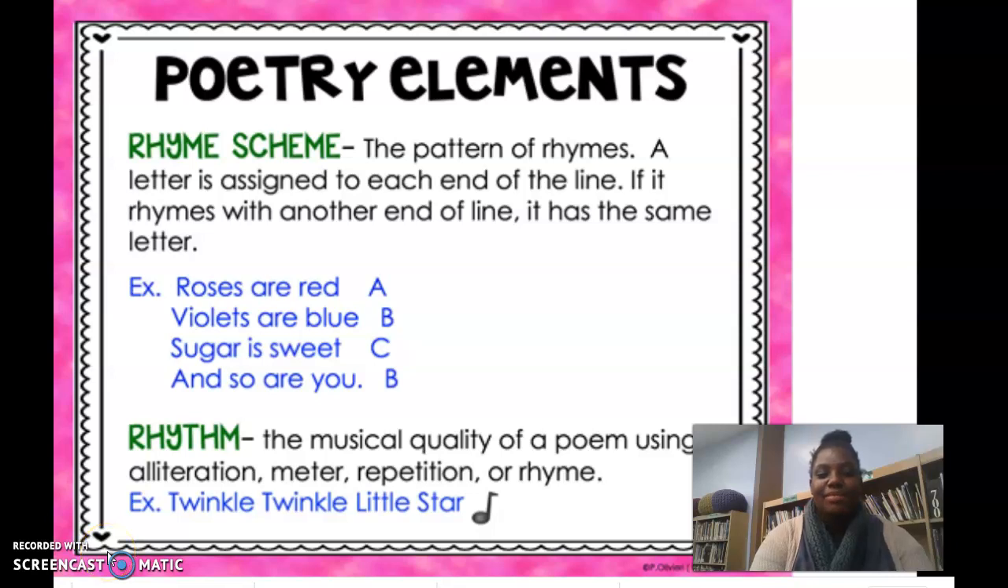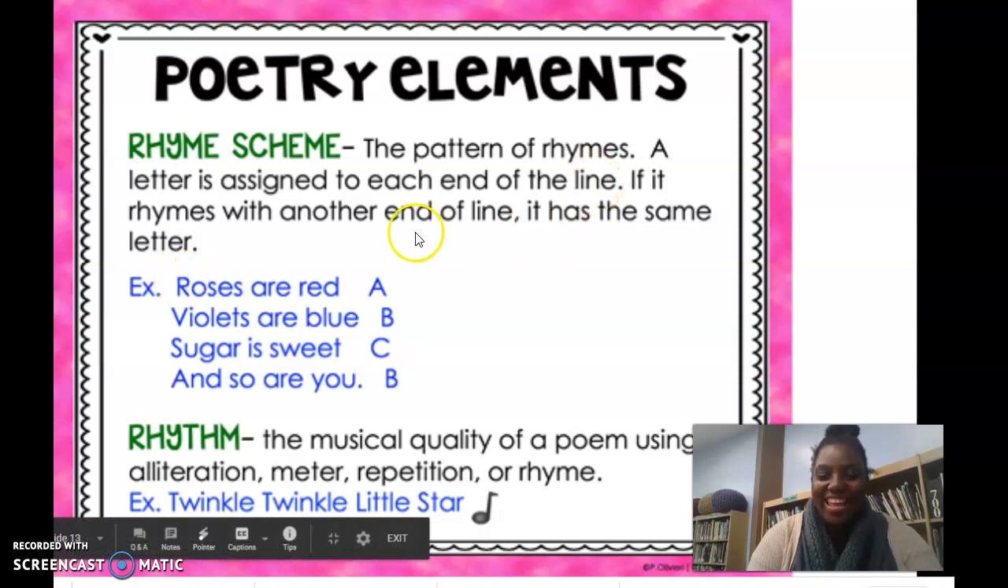Okay, so the next poetry element that we're going to talk about is rhyme scheme. The pattern of rhymes. It is a letter that is assigned to each end of the line. Sometimes they rhyme with one another and sometimes they don't. For example, here we have: roses are red, violets are blue, sugar is sweet, and so are you.